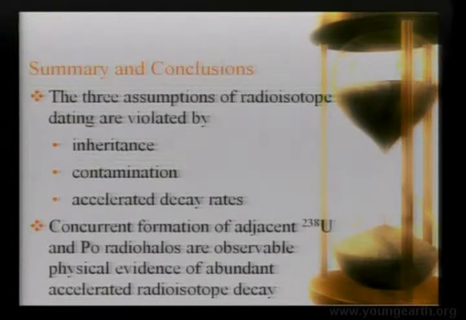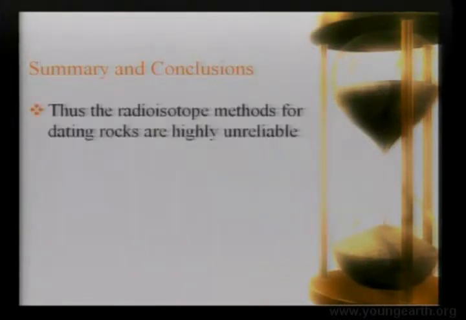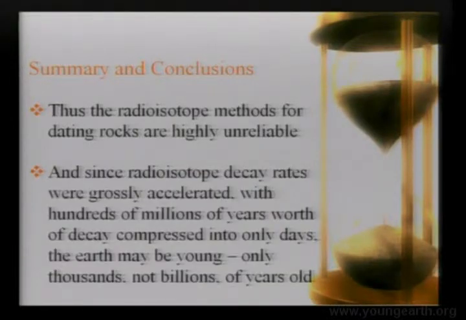And what I will show in the next talk is the concurrent formation of two different types of these radioactive halos, radiohalos, which are observable physical evidence that there has been abundant accelerated radioisotope decay in the past. And so we'll talk about that in a moment. Thus, the radioisotope methods for the dating of rocks are highly unreliable, and since radioisotope decay rates were grossly accelerated, with hundreds of millions of years' worth of decay compressed into only days, the Earth may be young, in fact only thousands, not billions of years old.